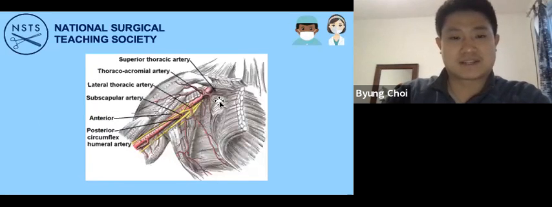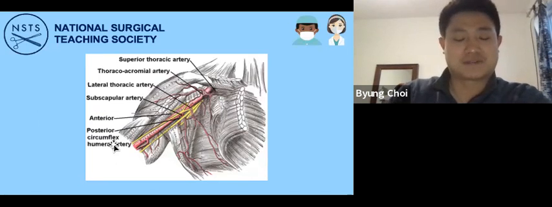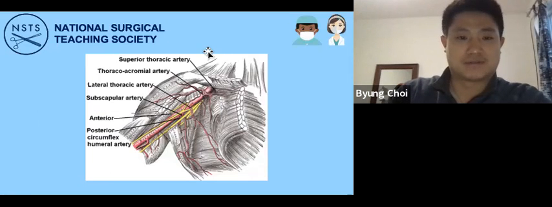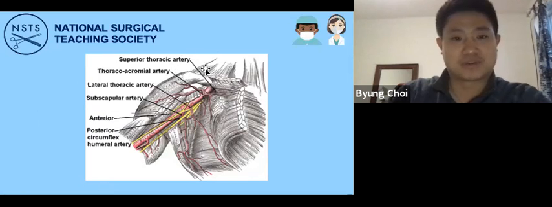Okay, so this schematic shows you the axillary artery itself, and you can break it down into three parts. The first part gives off one artery, the second two, and the third three, going from top to bottom. The first will be the superior thoracic artery coming down, supplying part of the thoracic wall. The second part has two branches: thoracoacromial and lateral thoracic artery. And then lastly, you've got the subscapular artery and the anterior and posterior circumflex divisions of the humeral artery.